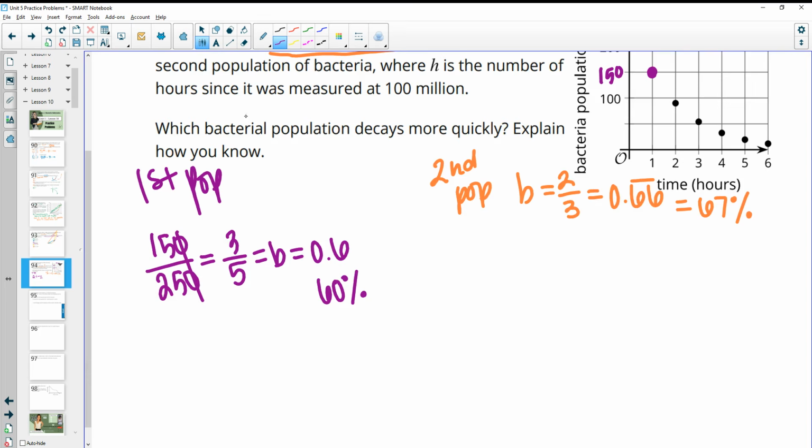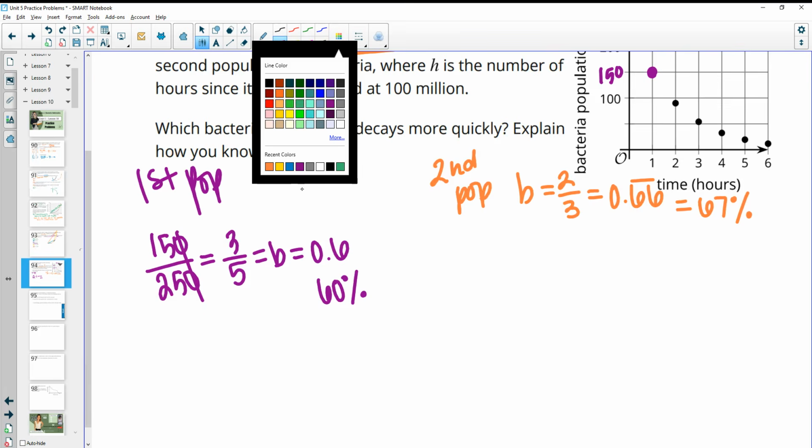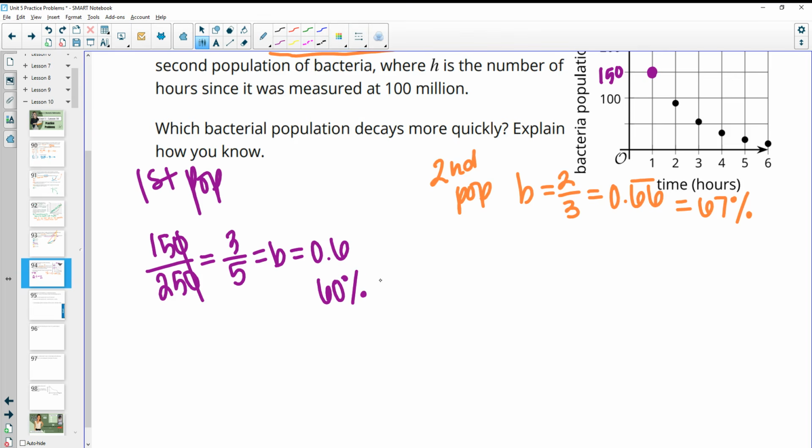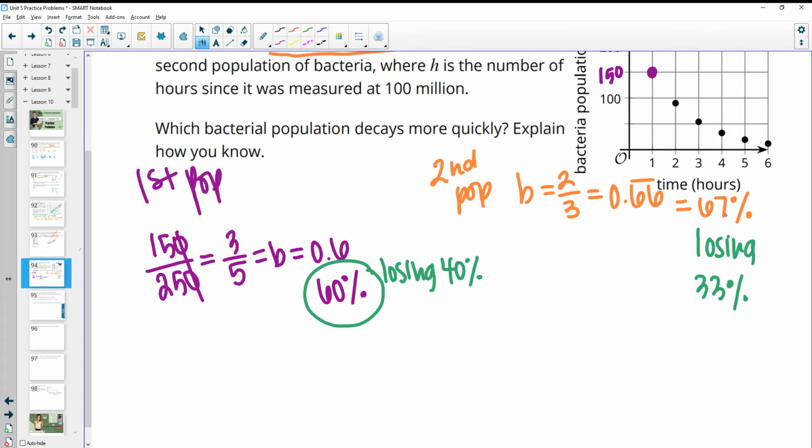And this is how much is left, right? So in this case, which one is decaying more quickly would be this one, because it's losing 40% each hour, where this one is losing 33% each hour if you take 100 minus 67 or 100 minus 60. So this one is decreasing at a faster rate.